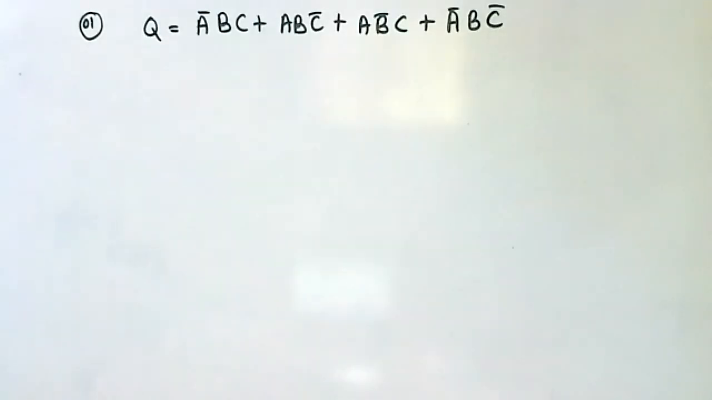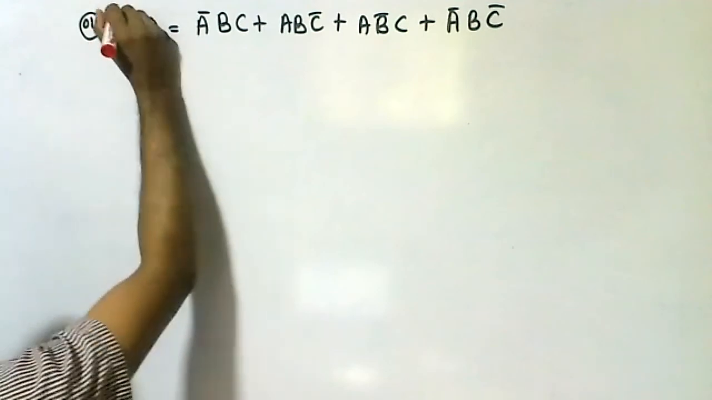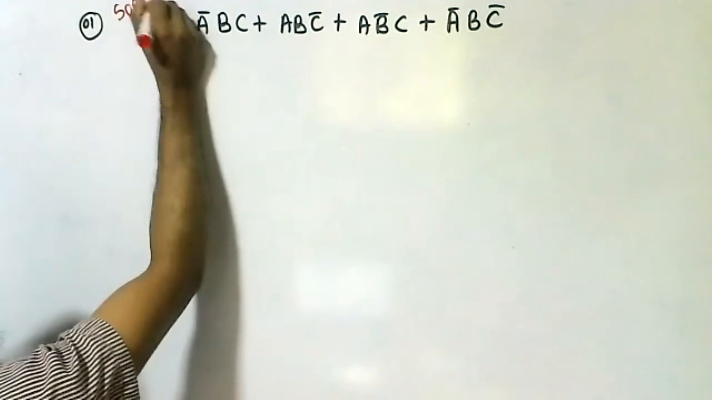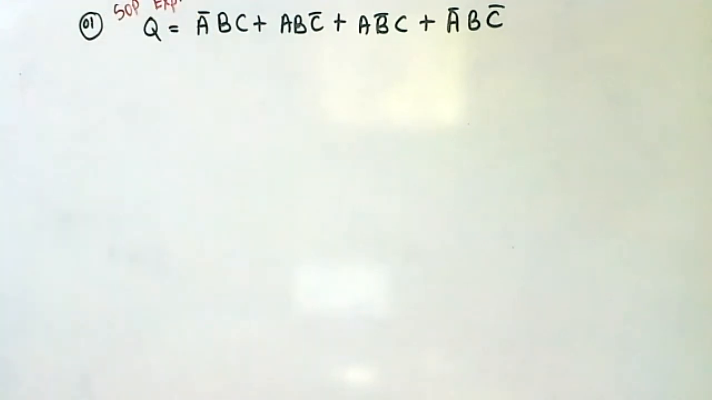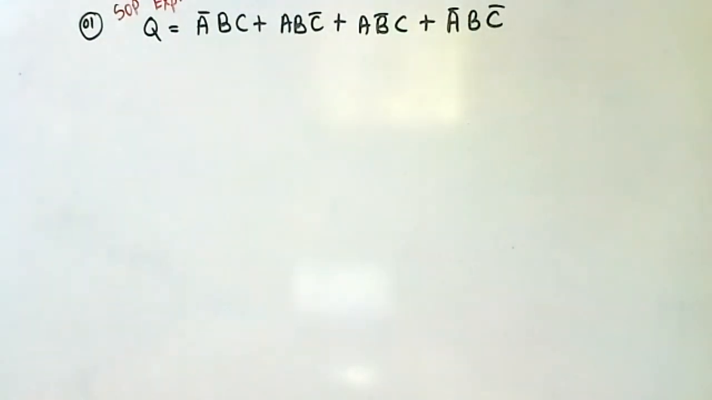So how many variables are there, students, here? In this SOP expression, how many variables are there? Yes, Durya? 3 variables. Only 3 variables. Correct. A, B, C. 3 variables are there, no? Then Shafia, if there's 3 variables, how many cells we need in Karnaugh map? 8. Yeah, 2 to the power 3, 8 cells we need.